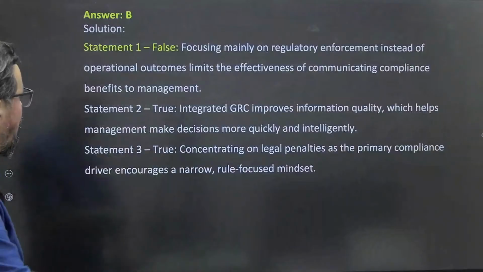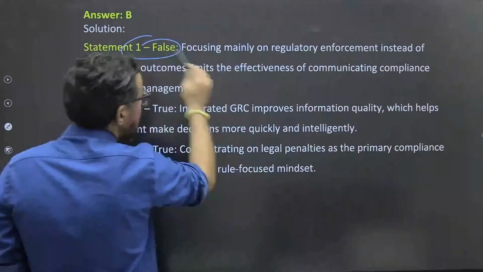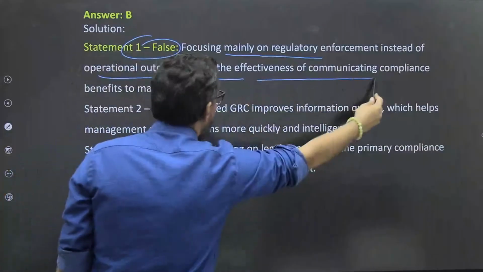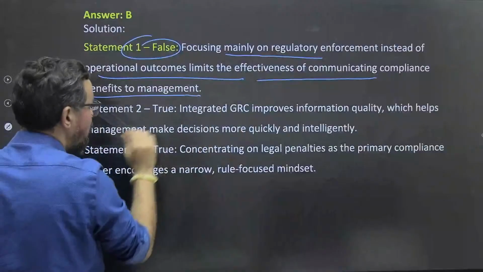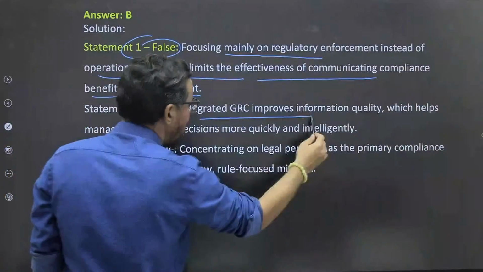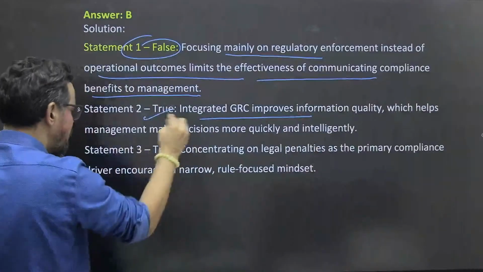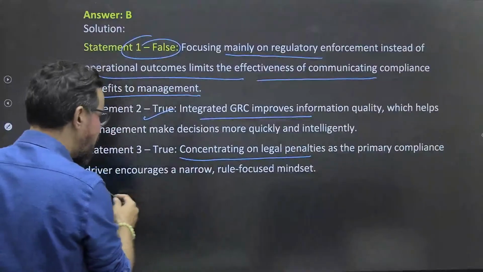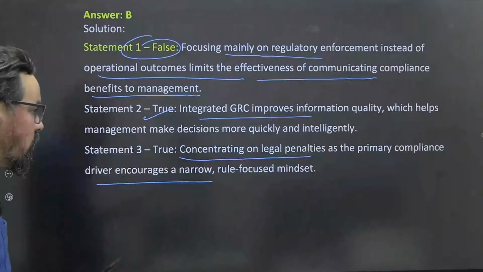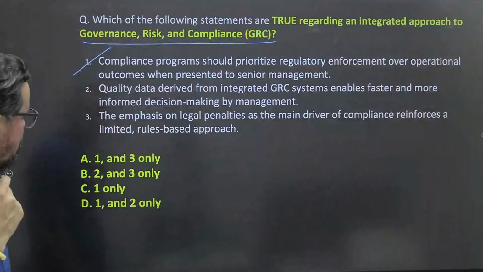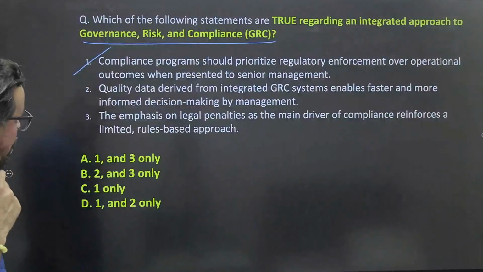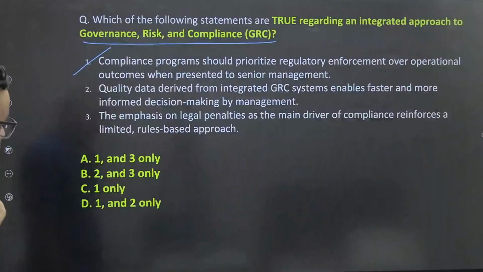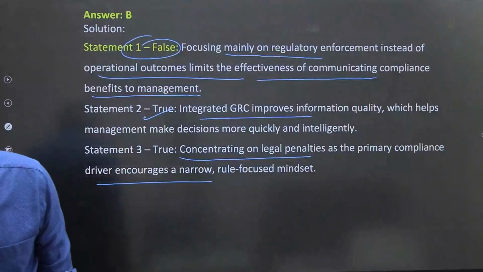Okay. First statement is wrong. Focusing mainly on regulatory enforcement instead of operational outcomes limits the effectiveness of communicating compliance's benefit to the management. 2 is true, an integrated system improves the quality, this is 100% true. Concentrating on legal penalties as the primary compliance driver encourages a narrow, rule-focused mindset. The emphasis on legal penalties as the main driver of compliance reinforces a limited rule-focused approach and all. Yes, B is the right answer.